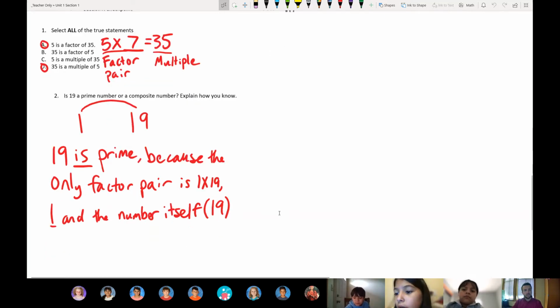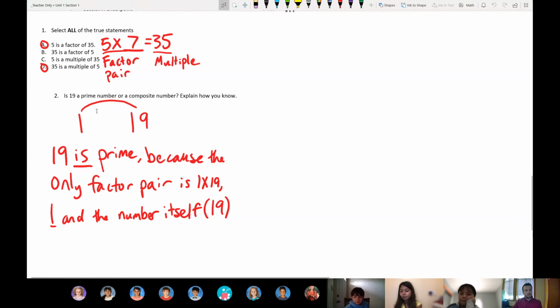Okay. I noticed a couple things here. I noticed a lot of people put A and C. What is A and D, right? 5 is not a multiple of 35. That's what C says. Because 5 is a factor of 35. Factors are the pairs that we multiply together to get the product. And so for A, 5 can be multiplied by 7 to get 35, therefore 5 is a factor. And then for D, like I said, 35 is a multiple of 5 because 5 can be multiplied by some number to give us 35 in the end, and that number is 7. So therefore 35 is a multiple of 5.